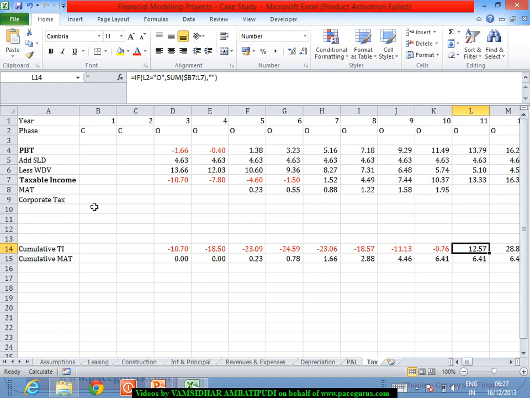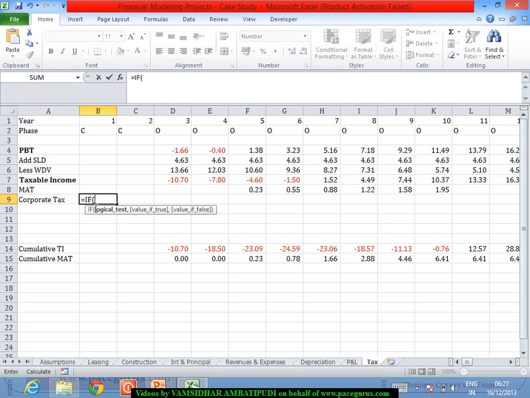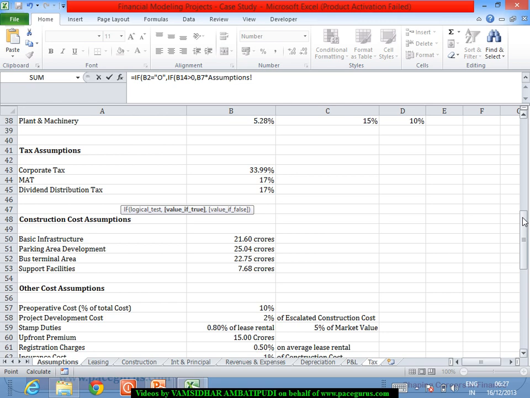So computing the corporate tax, all I can do is, if this is the operations phase, I can look at whether the taxable income is greater than 0. Whenever my total cumulative taxable income is greater than 0, all I can talk about is this particular taxable income times whatever is my corporate tax rate.